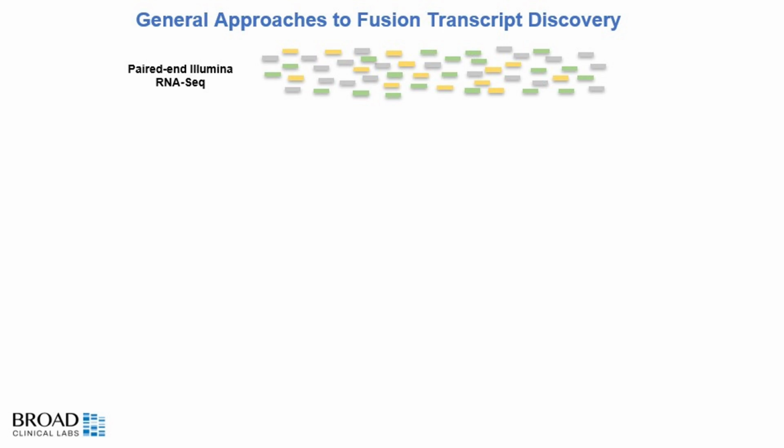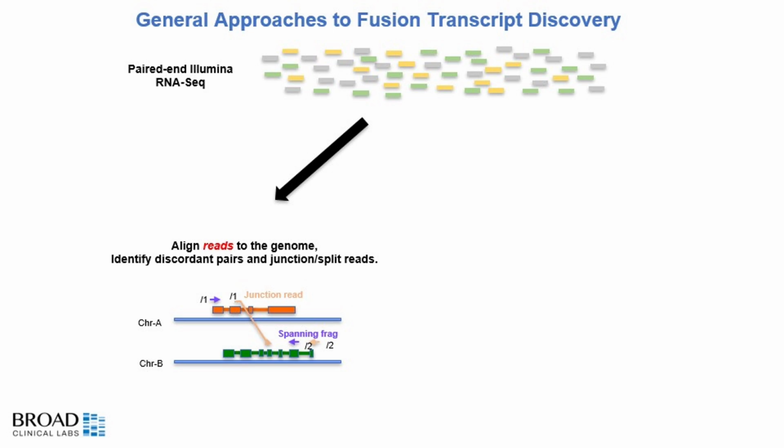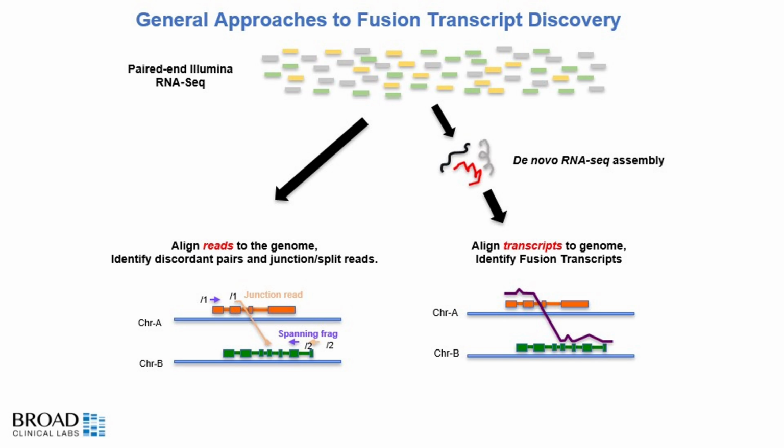Now, detecting these fusion transcripts from RNA-seq data, particularly in the earlier days, using Illumina RNA-seq, involves a couple of different popular strategies. One, we can just take the short reads and align them to the genome and look for split reads or paired ends that align to different genes and suggest that there's a fusion event. Or we can take those short reads and assemble them into longer transcript sequences, align those assembled transcript sequences to the genome, and look for those that are chimeric transcripts, suggesting that there's a fusion event.